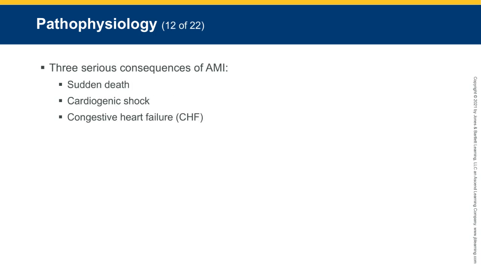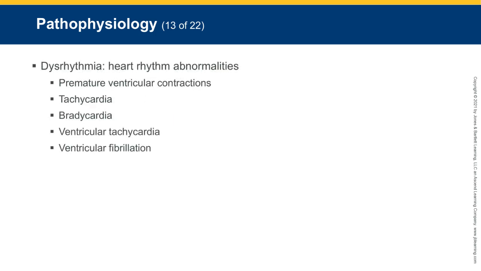Three serious complications of a heart attack include sudden death, cardiogenic shock, and congestive heart failure. These conditions require immediate medical intervention and can be fatal if not managed properly. Dysrhythmias, or abnormal heart rhythms, are a major complication of heart attacks. These include premature ventricular contractions, tachycardia, bradycardia, and life-threatening arrhythmias such as ventricular fibrillation.